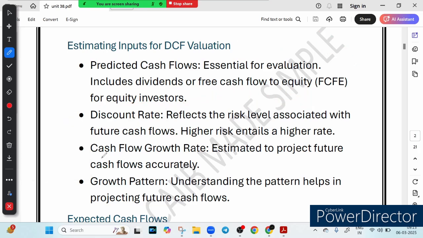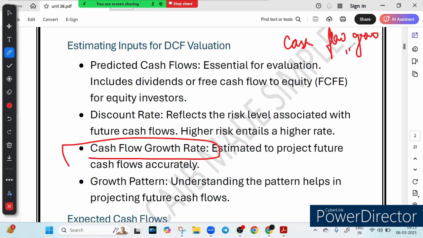The next thing we have to discuss is the cash flow growth rate. The future matters, right? We don't just look at today's number. We estimate how cash flow will grow in the future. So basically, we will estimate how cash flow grows in the future, right?